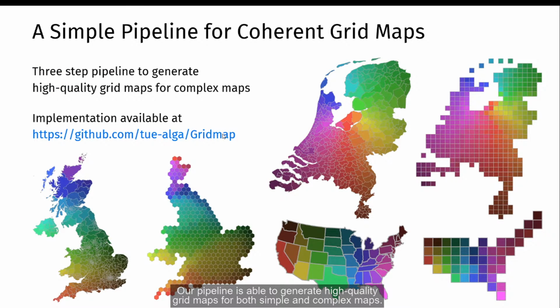Our pipeline is able to generate high-quality grid maps for both simple and complex maps. An implementation is available online at the links shown here.